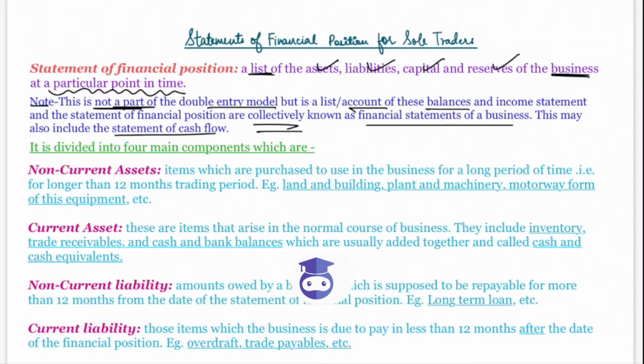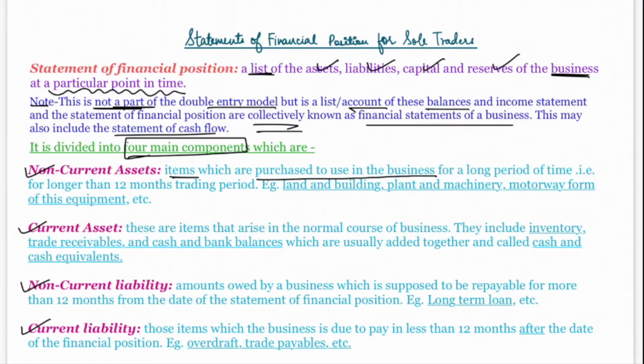Now, the statement of financial position is particularly divided into four main components, that is, non-current assets, current assets, non-current liability, and current liability. Now, let's understand these in detail. Non-current assets are the items which are purchased to use in the business. This is the keyword for a long period of time, that is, longer than 12 months trading period. Example, land and building, plant and machinery, motor van, equipment, etc.